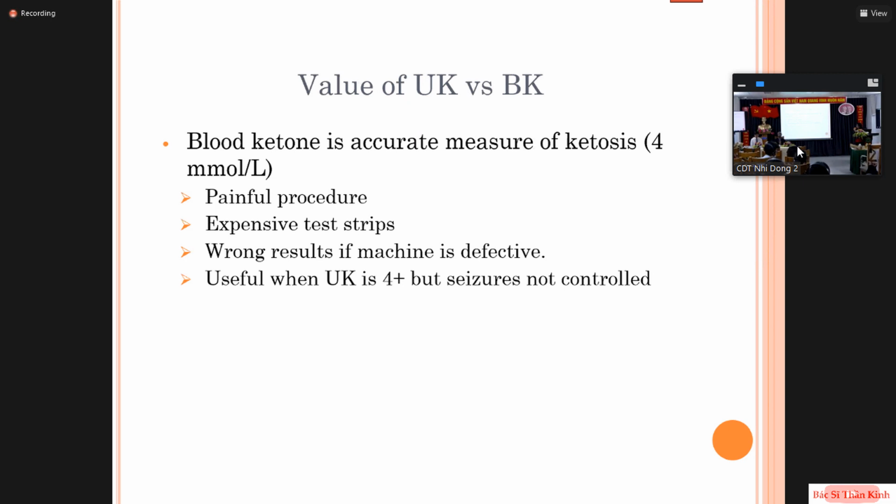So the blood ketone is an accurate measure of ketosis, but we know it's a painful procedure. It's an invasive procedure. It's pretty expensive. The test strips are pretty expensive. You get wrong results if the machine is defective, but it is very useful when the urine ketone is 4+, but the seizures are not controlled.